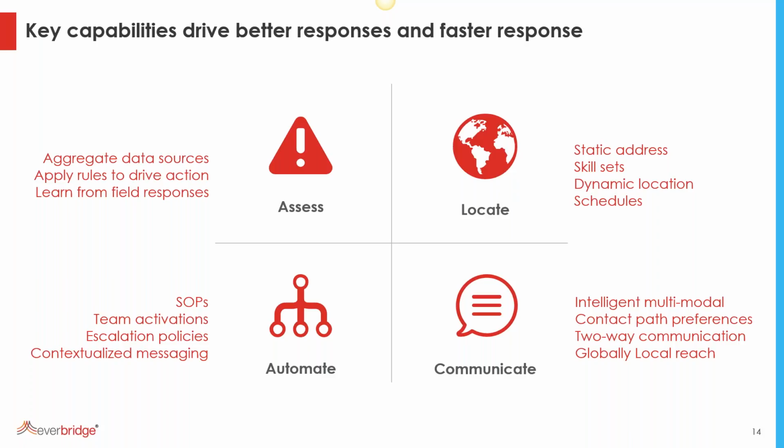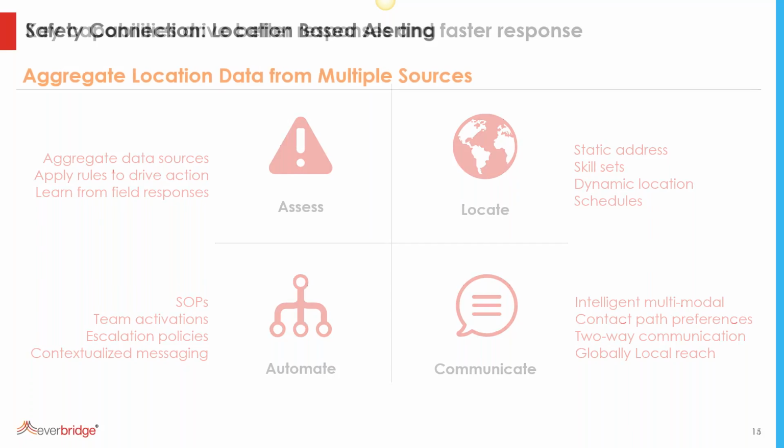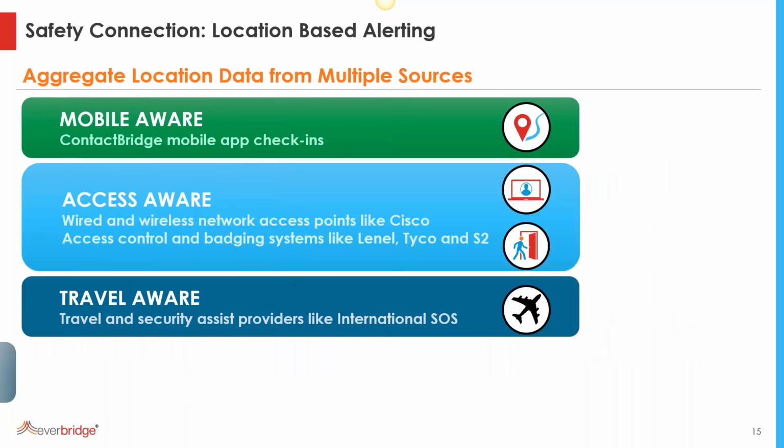So you want to be able to locate them in relation to these events. Then you want to have all of your standard operating procedures, your escalation paths, your teams and groups in place. And then finally, you want to be able to communicate through multiple modalities in a two-way communication mechanism with a reliable global reach to all of those people. So that's, again, the Everbridge model. And we will discuss the Everbridge model in more detail as we go through.